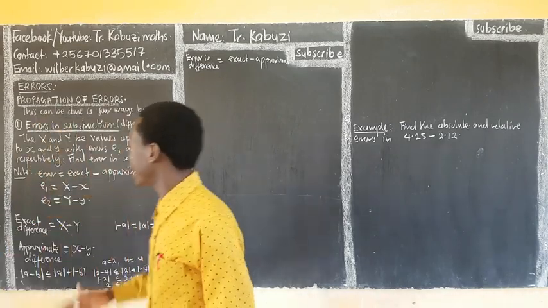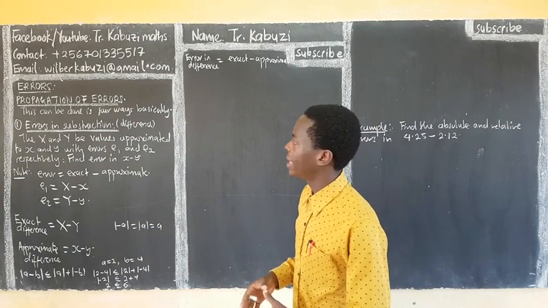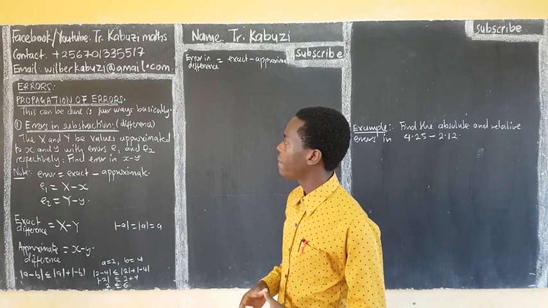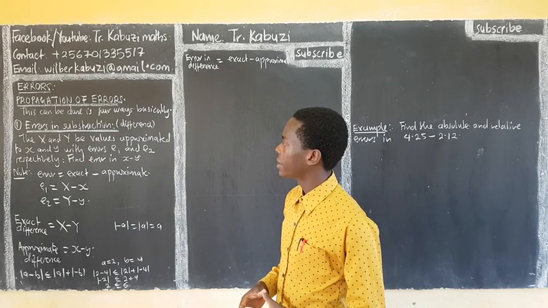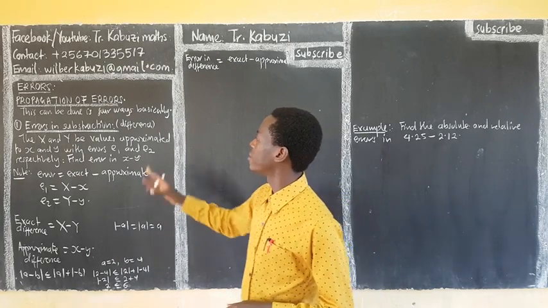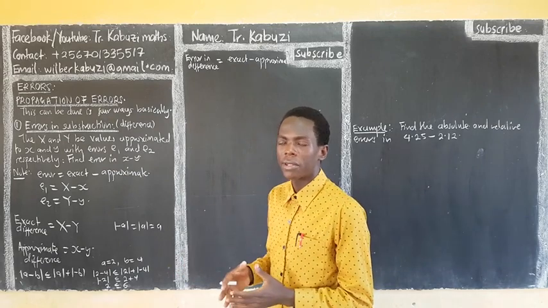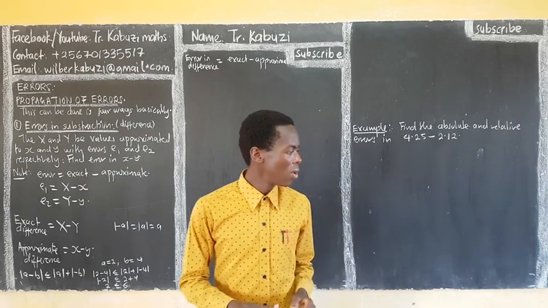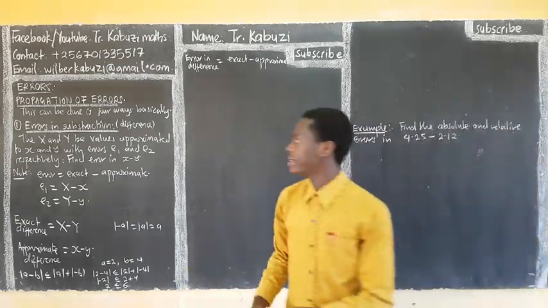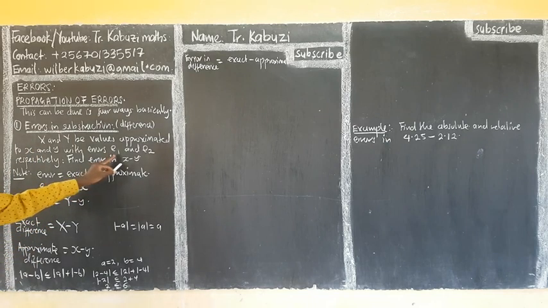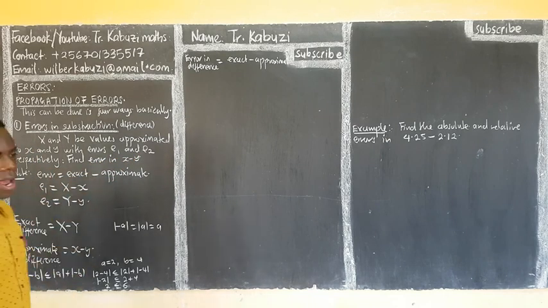Now members, let us see what happens with errors in difference. Suppose X and Y are values approximated by x and y with errors E1 and E2. The most important thing here is to define what your error is, whether you call it delta x, E x, E1 or N1. Here we have said our errors are going to be E1 and E2. Find the error in the difference.